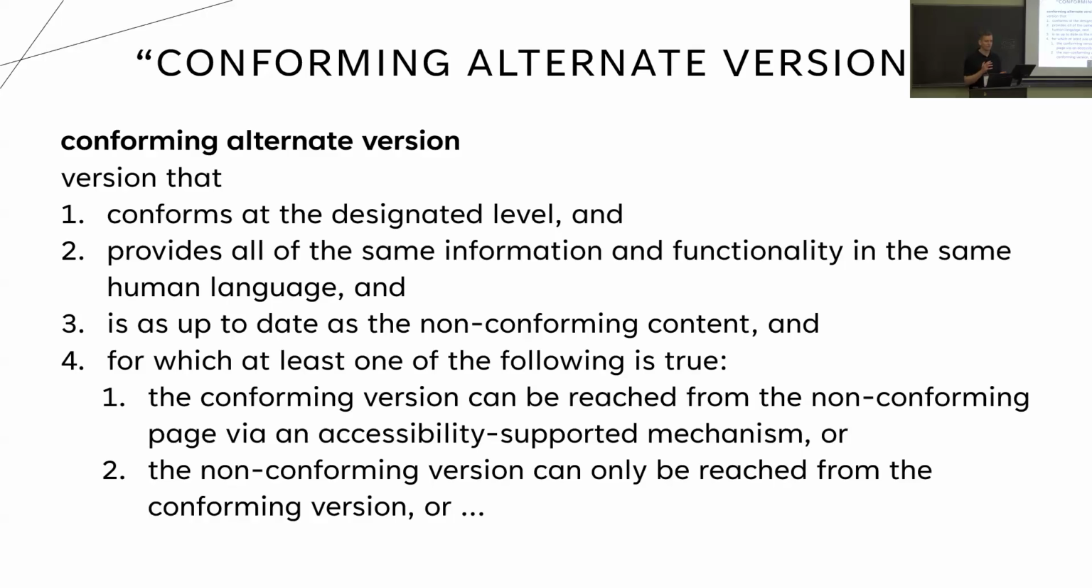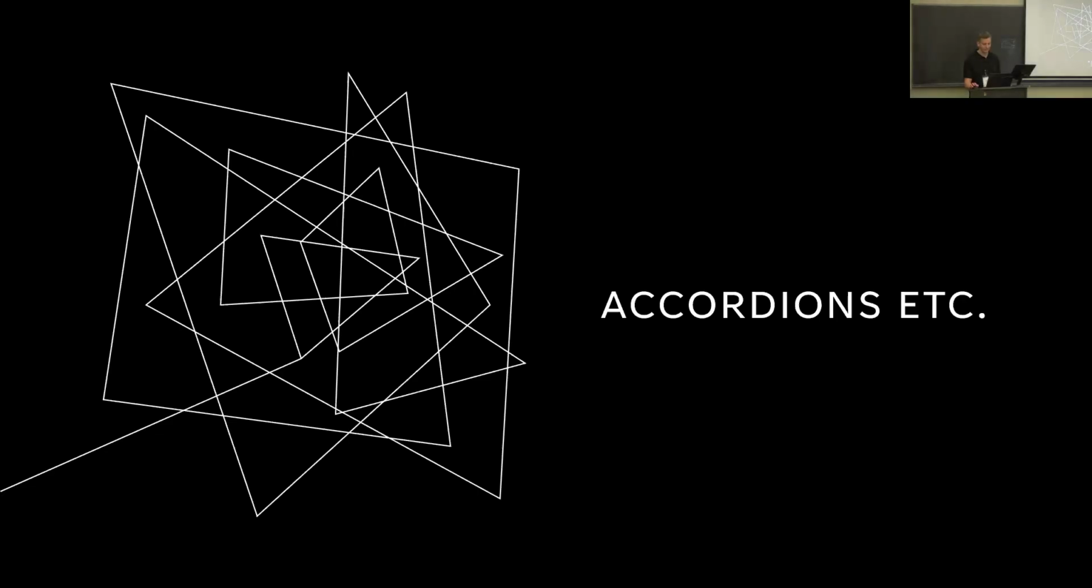If you want to configure your site so that the accessible mode is the default, then our crawler will find what you want it to find. But currently, we can't do it. So crawler-based automated checkers can't handle conforming alternate versions. They are not that smart. Skipping accordions, etc.